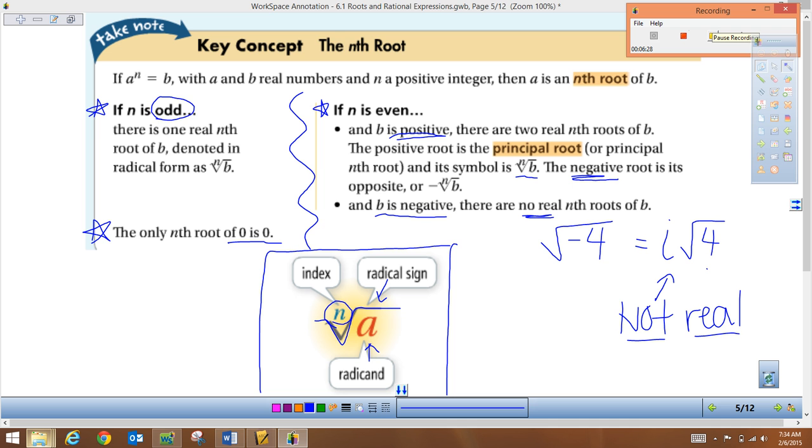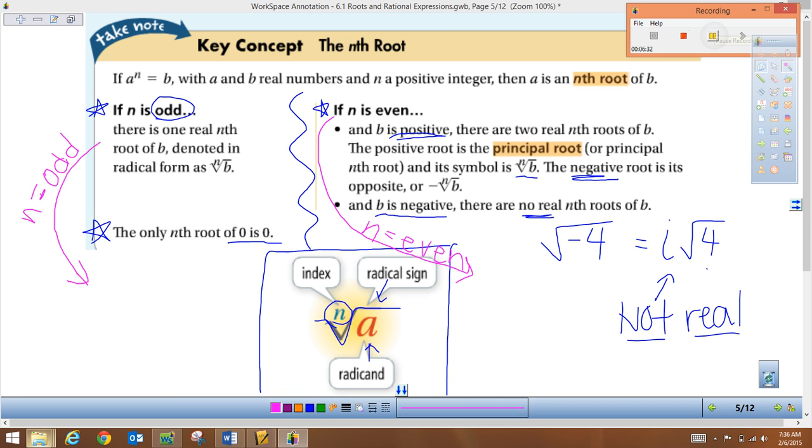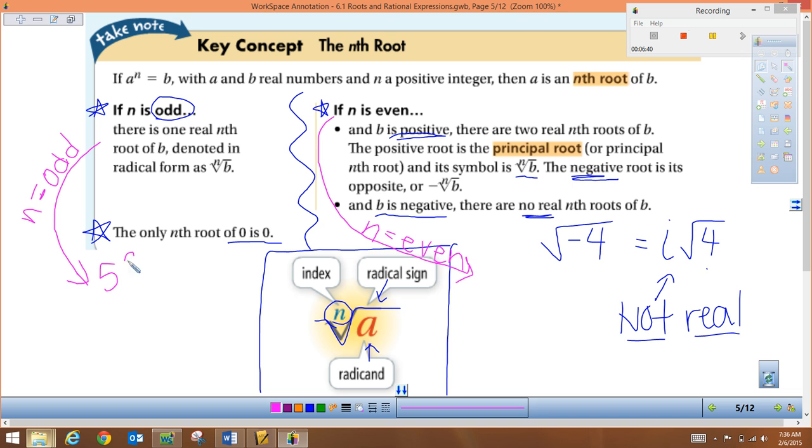I would like to go over a couple examples with you. Okay, again, two examples. If n is odd, what does that mean? 5 cubed. N is odd. Okay, 5 cubed we know is 125. So then, what is the cubed root of 125? It is 5. There's only one answer.